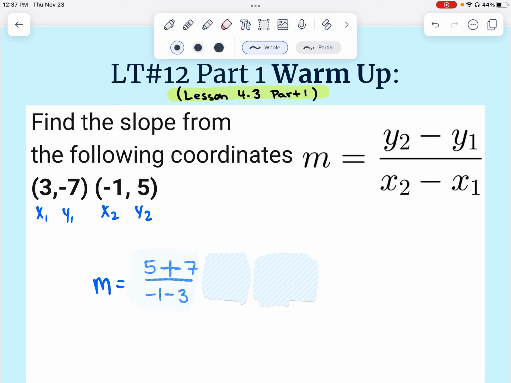So our slope is equal to, in the top, I have 5 plus 7. How did I get 5 plus 7? Isn't this supposed to be subtracting? Well, yes. However, originally what I would have gotten is 5 minus negative 7. I'm subtracting a negative. When I subtract a negative, that becomes a positive. So that's why I have 5 plus 7. Then in the denominator, negative 1 minus 3, which results in 12 over negative 4, or negative 3 when we divide.